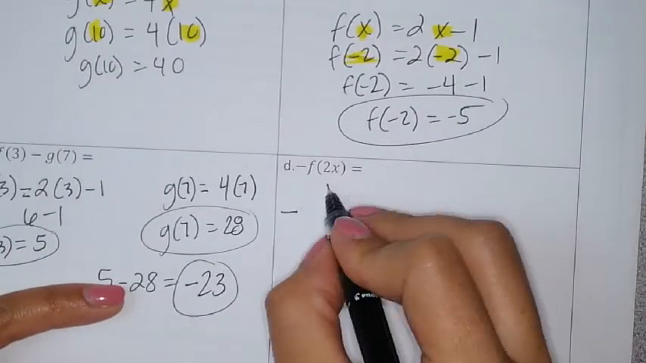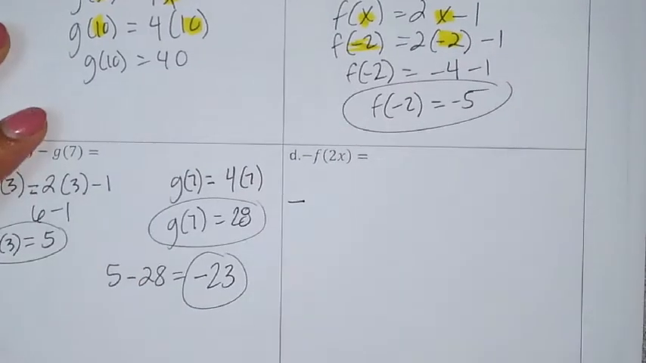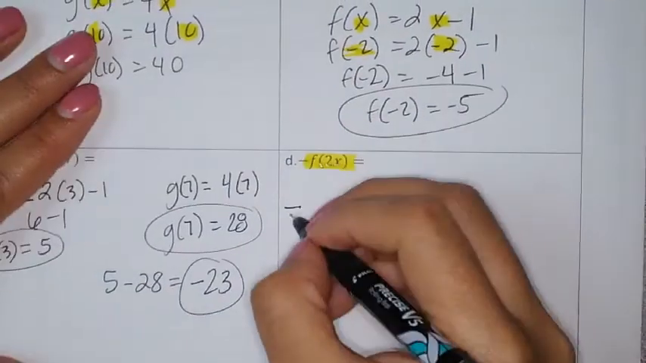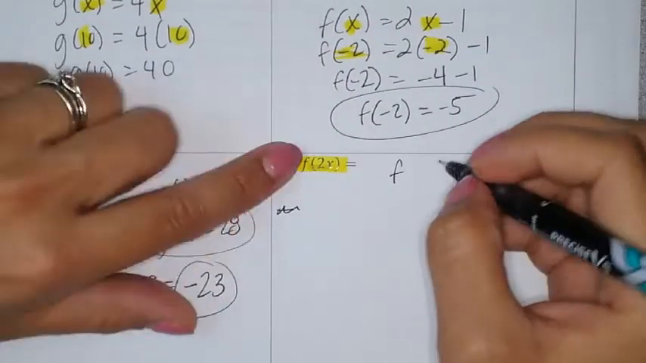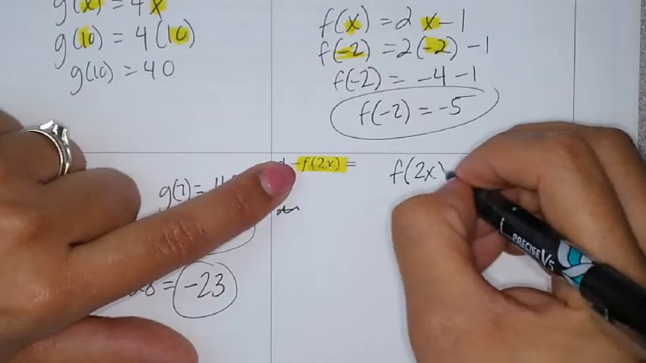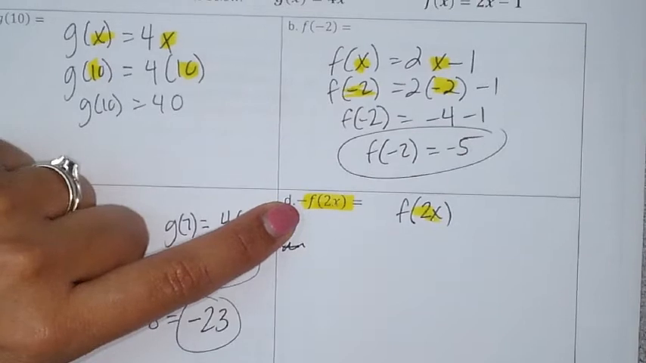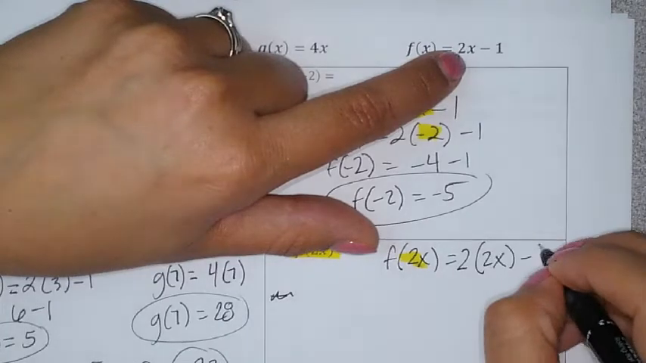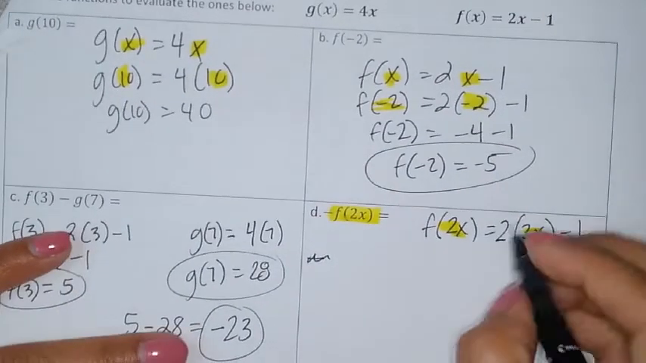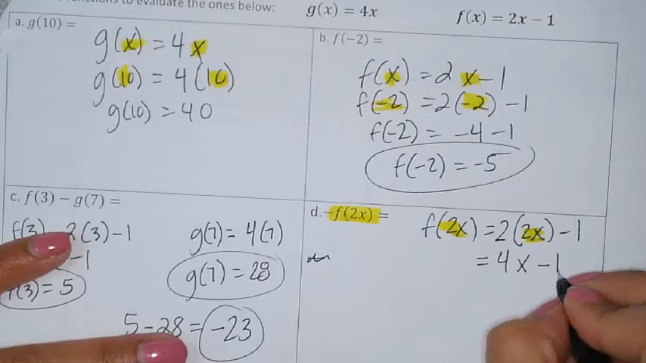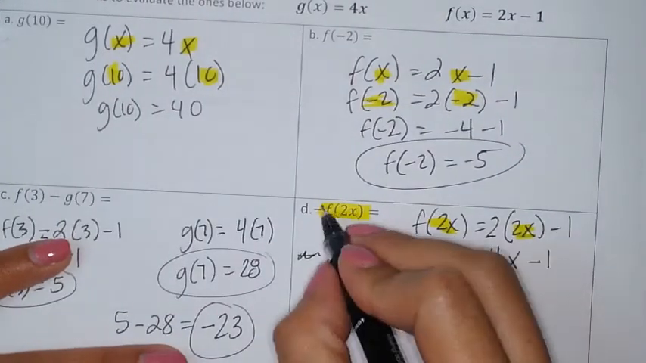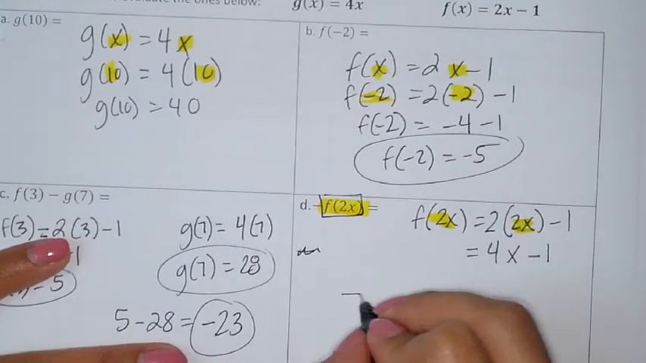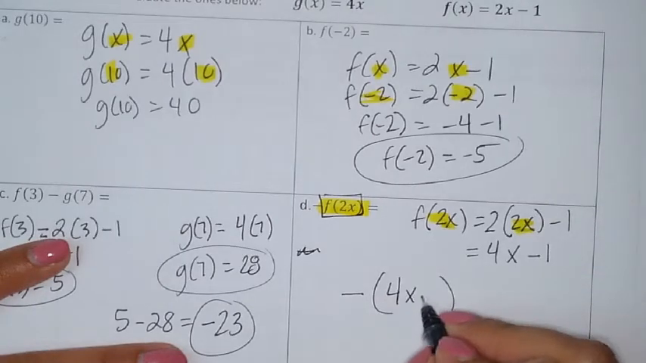Negative f of 2x. So first I need to know what f of 2x is. Okay, so I'm going to do f of 2x first, and then I'll do the negative. So instead of x, I need 2x. So it's going to be 2, right? Instead of x, I'm going to put 2x. So 4x minus 1 is this piece right here. And now I have to do the opposite signs to it, or make it a negative. Negative 4x minus 1.